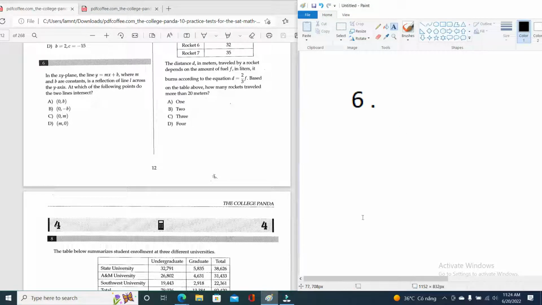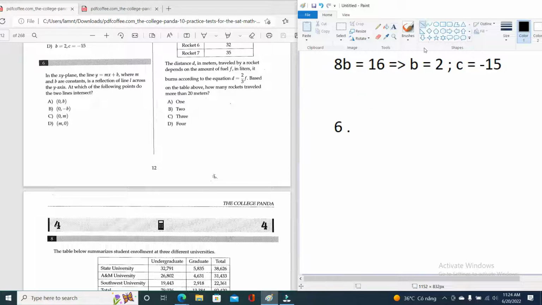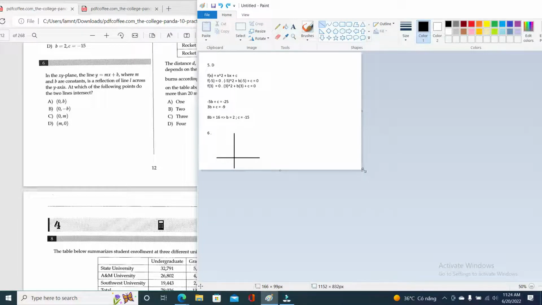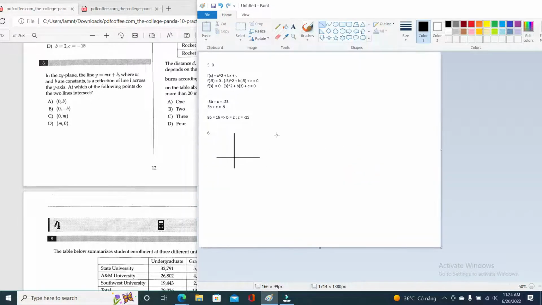Alright, so let's draw out the Oxy plane. It's going to be like this. So the line y equal to mx plus b, an arbitrary line like this. Alright, m and b are constants.